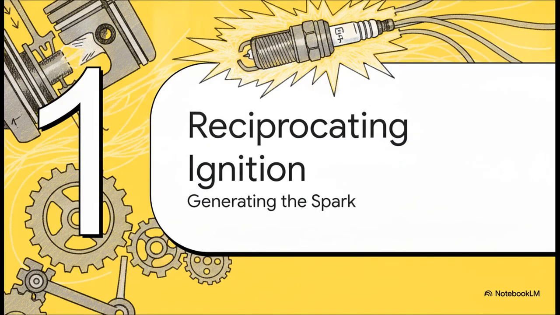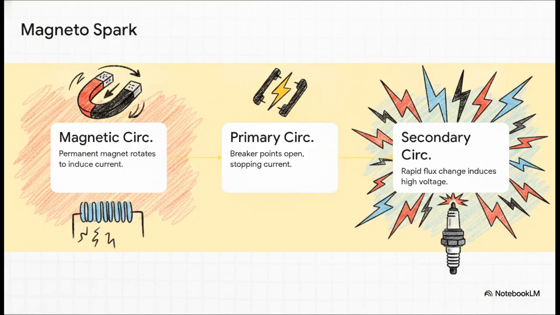So, kicking things off with Module 1, Reciprocating Ignition Systems. This is where we learn exactly how we generate a spark inside those massive cylinders. And to do that, we rely heavily on the mechanical genius of the magneto. Basically, a magneto is an engine-driven AC generator that acts as a completely self-sustaining power source. It literally doesn't even need the aircraft's battery once it's running. And the whole magic happens in 3 vital steps.